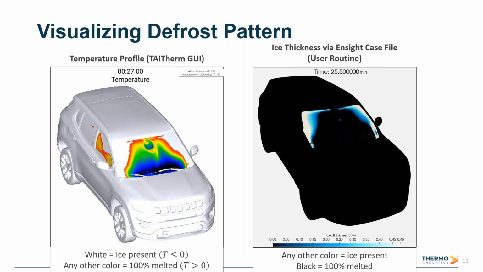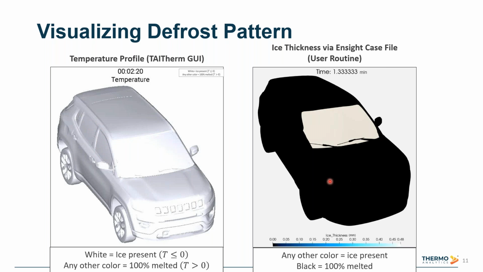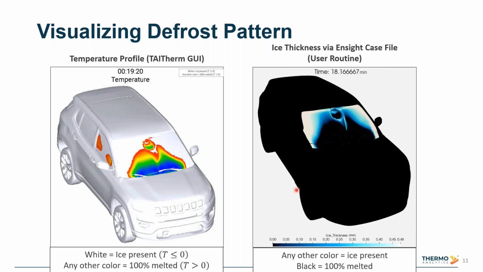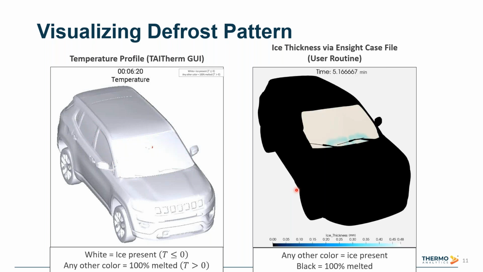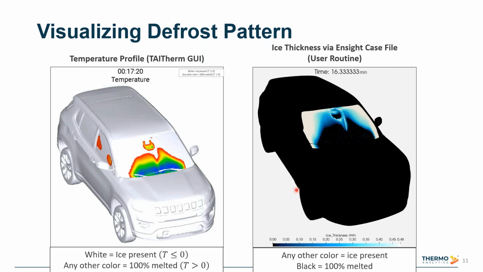The other way is to hook the user routine for ice thickness, like I've shown on the previous slide. So on the right, we're seeing a contour of the ice thickness progressing over time. This will calculate local ice thickness and output an Insight case file with transient data. This Insight case file can be viewed in your post-processor of choice, like ParaView, for example. On the right, this is actually a contour of the local ice thickness. So black means ice is 100% melted.